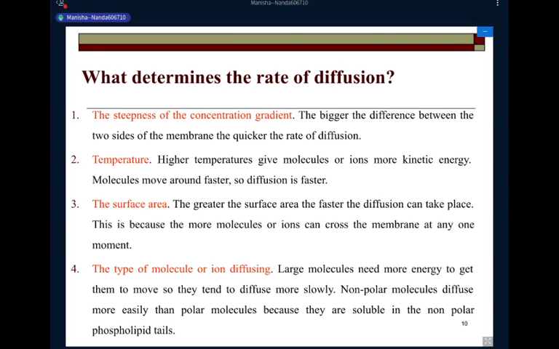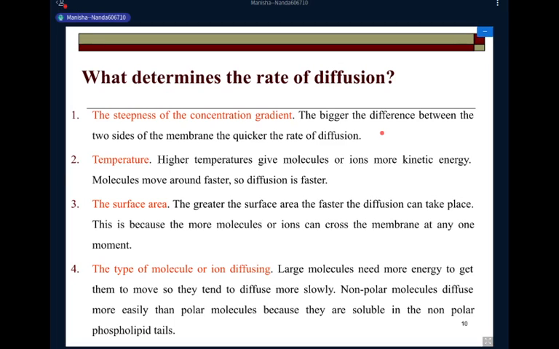Now, what determines the rate of diffusion? There are different factors that determine how fast or how slow the diffusion is going to be. First is the steepness of the concentration gradient. If we talk of the kinetic theory, this is very much clear that the bigger the difference between the two sides of the membrane, the quicker will be the rate of diffusion. The larger the difference between the concentration of molecules on both sides of the membrane, the more will be the rate of diffusion.